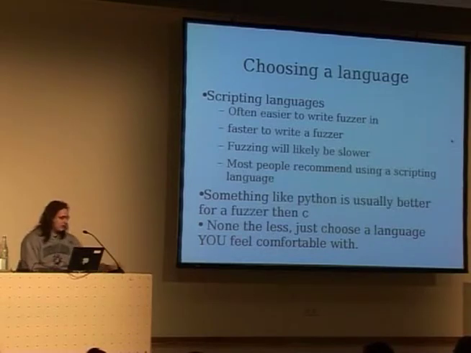The other thing is obviously that, because scripting languages are generally slow, your fuzzing itself will be slower. One of the things I've noticed about Python is that it's really slow compared to something like Perl. But you can optimize Python code, so that's good. Most people also recommend using scripting languages because it's just easier to write stuff.